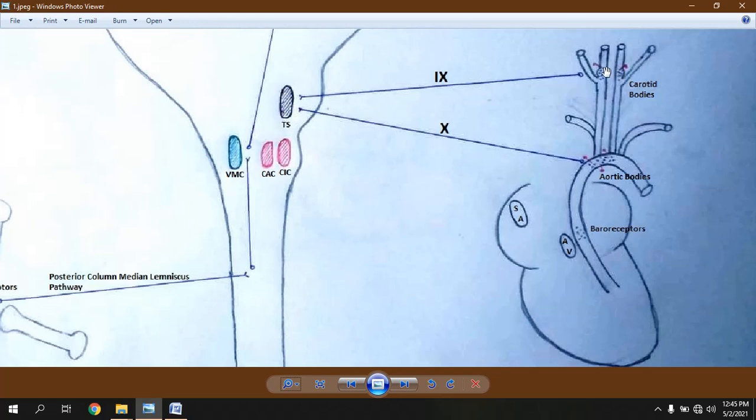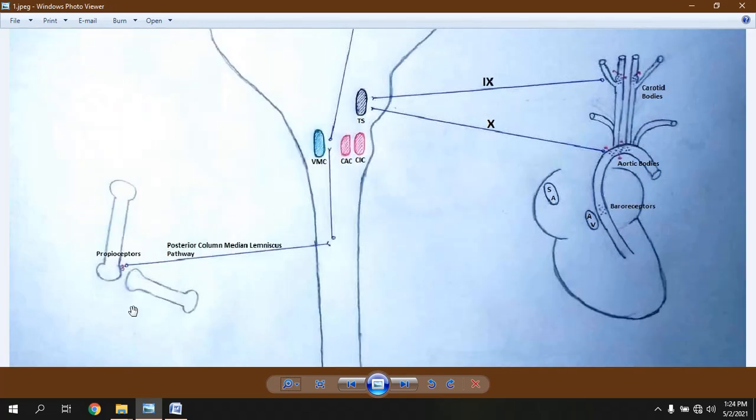If the signal is transferred from the carotid sinus, it is transferred by the glossopharyngeal nerve, number 9. And if the signal is transferred from the aortic bodies, or from the baroreceptors on the aorta, it is transferred with the help of nerve number 10, that is the vagal nerve, towards the tractus solitarius.